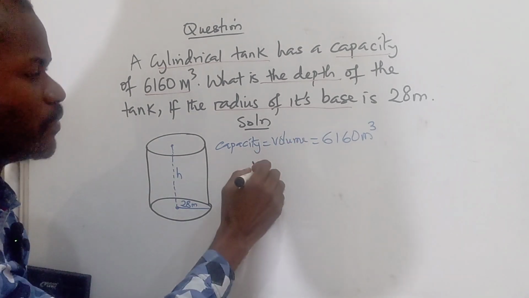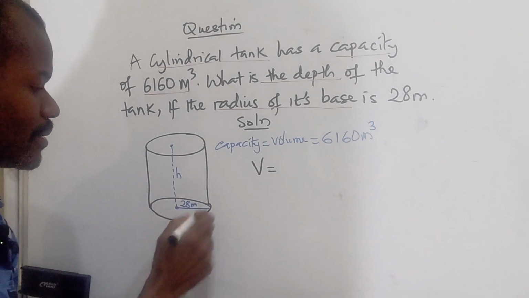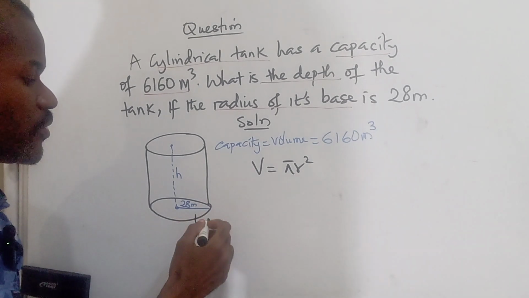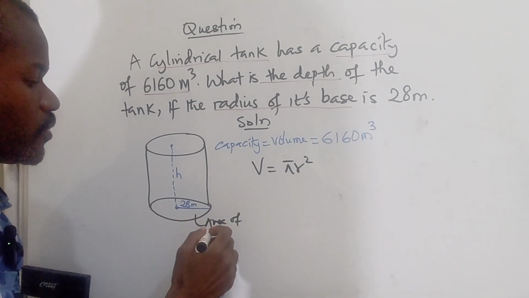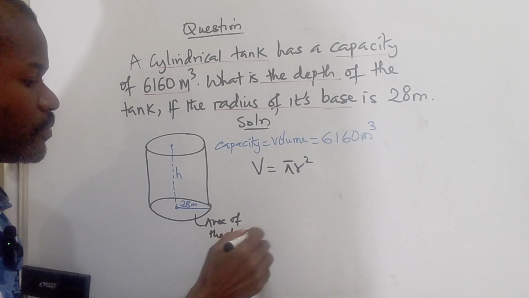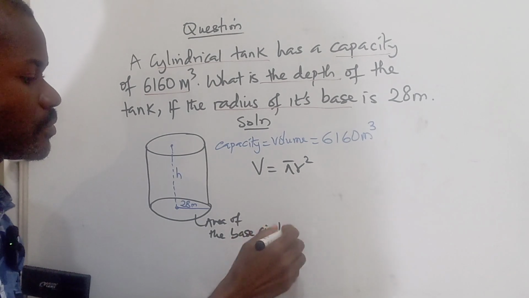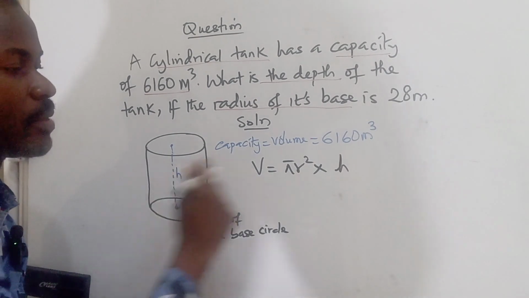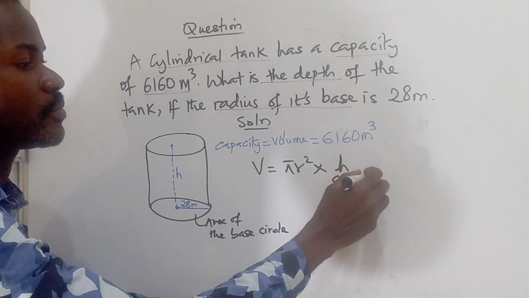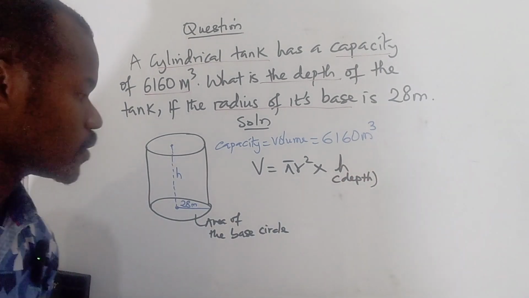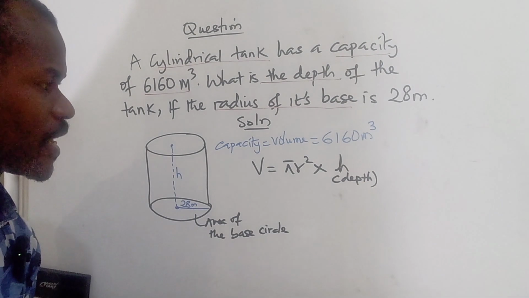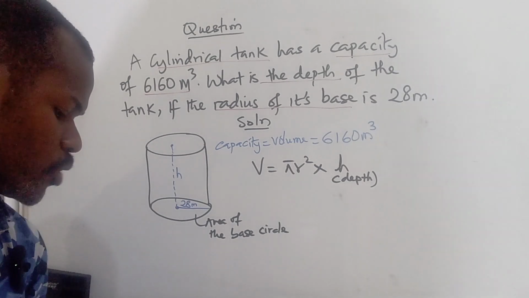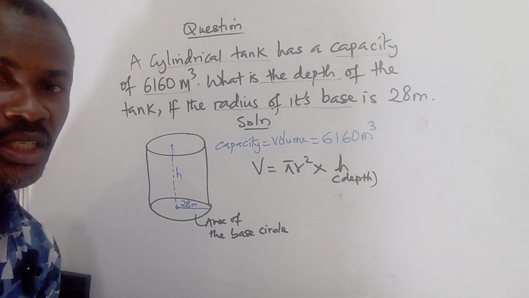Now, the volume of a cylindrical tank is pi r square, which is the area of the base, the circle, times the height. Remember, the height is also the depth. So having gotten this understanding, we can now solve the question with ease. All we need to do is substitute into the formula.